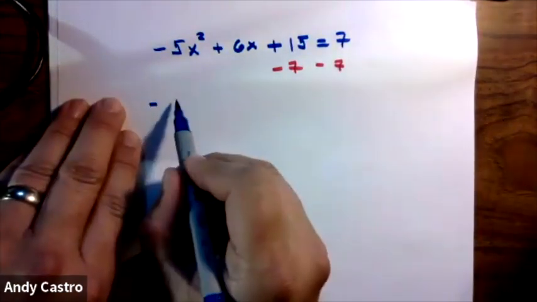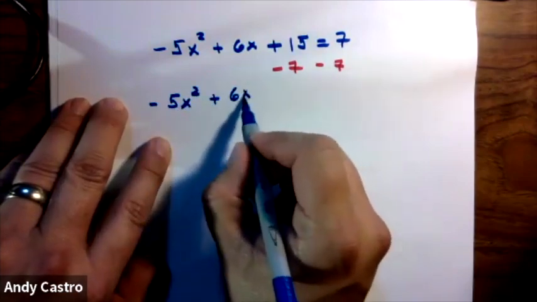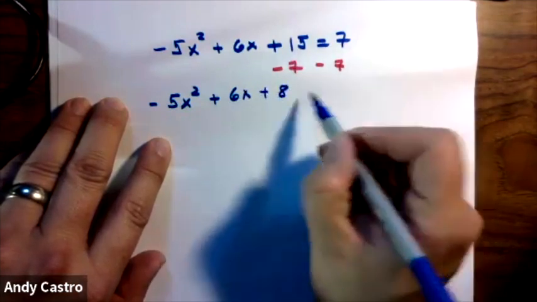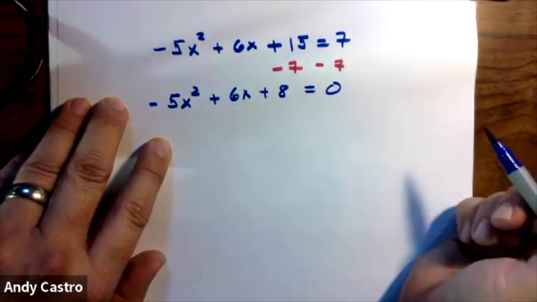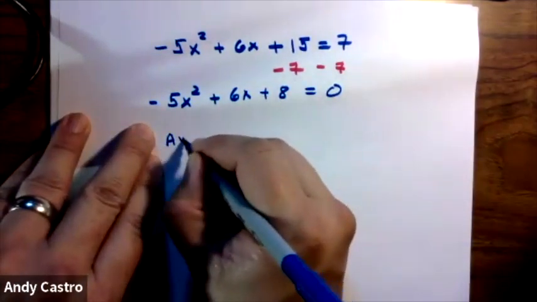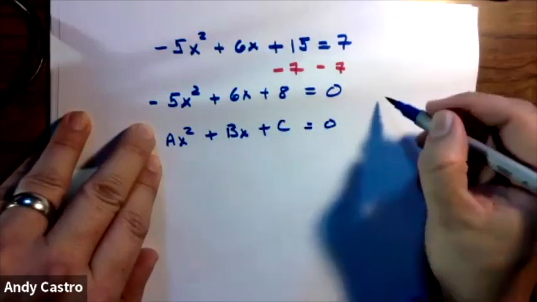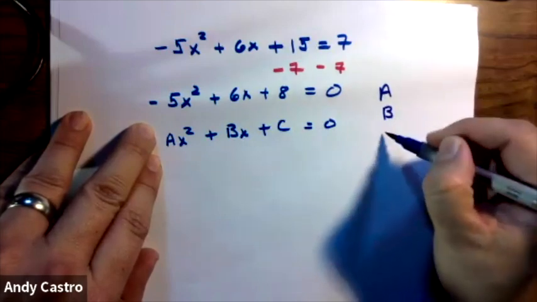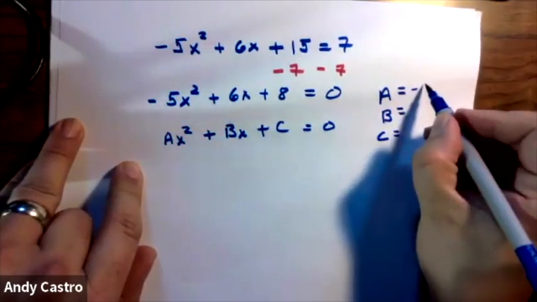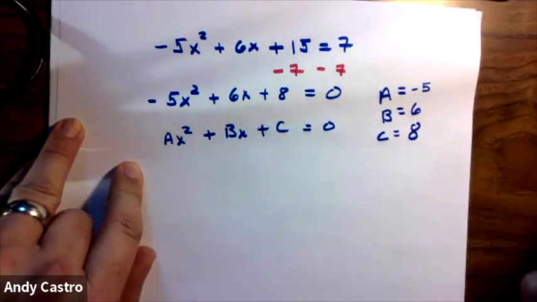And I have -5x squared plus 6x. 15 minus 7 is going to be 8. And then 7 minus 7 is going to be 0. All right, so here I've got my quadratic in quadratic form, so I can easily identify my A, B, and C. A is -5, B is +6, and C is +8.